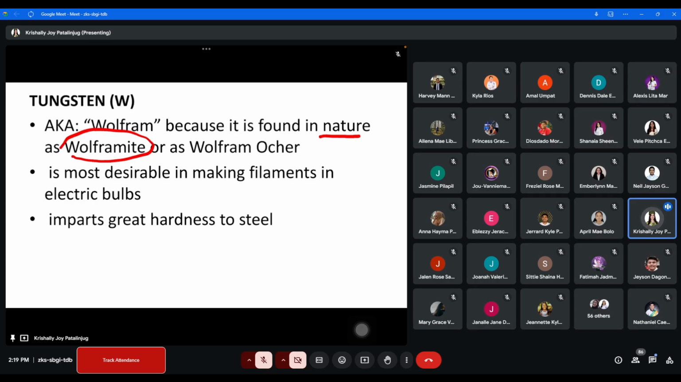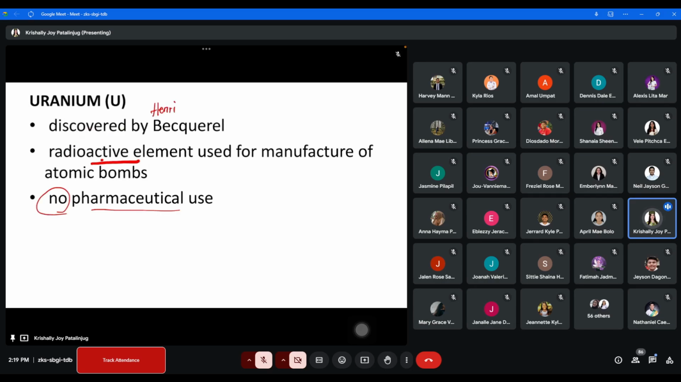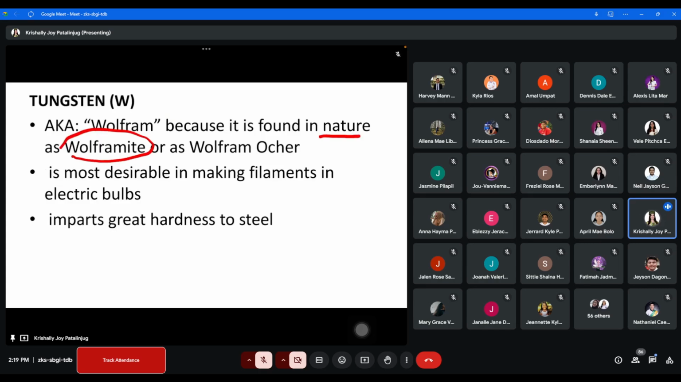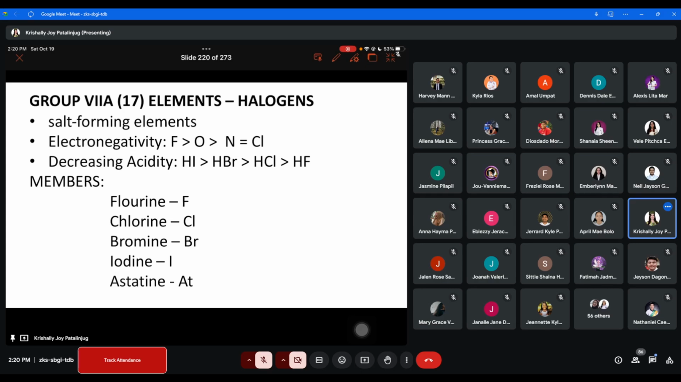Group 6 nga mga elements. 6A, yun yung oxygen family, chalcogens. And then done also with group 5, the nitrogen family. Okay, let's proceed. Kasi tama naman po 4 kasi 3 hours. Kaya konti na lang. So we'll have group 7A, or also known as group 17 elements.